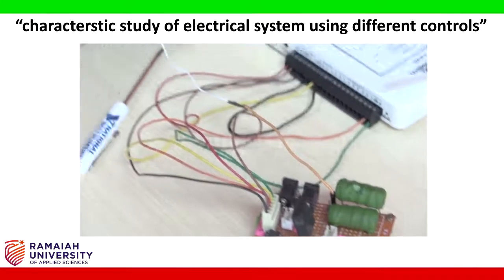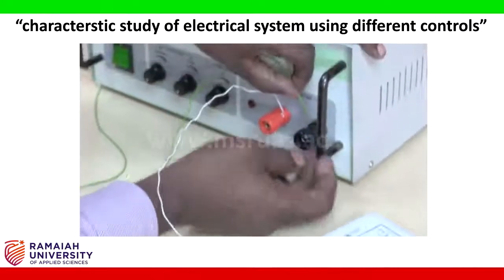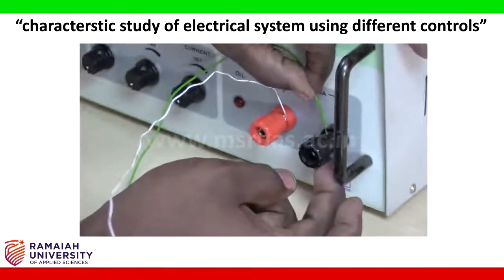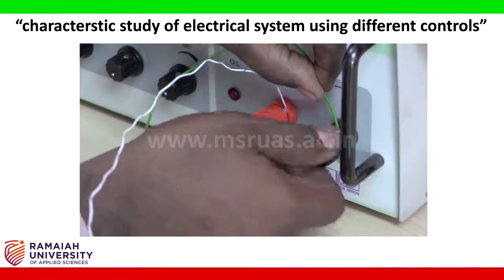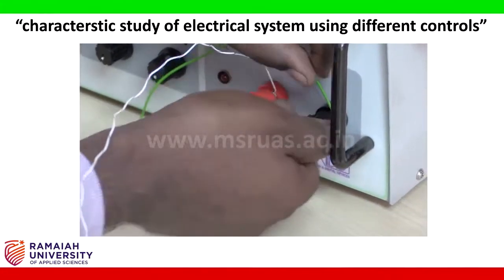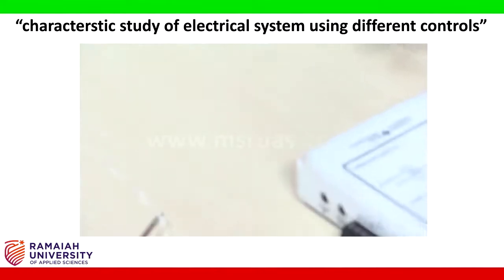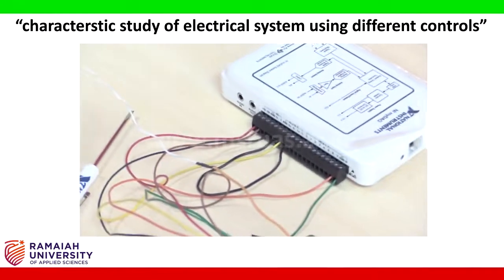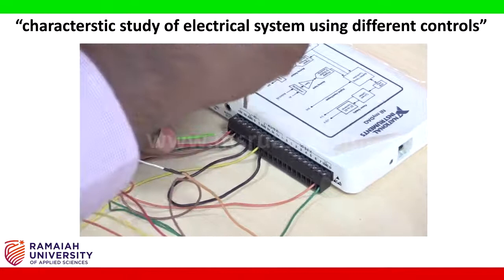And since the ground should always be common, the ground of the DC regulator power supply is connected to any ground terminal of the MIDAC.